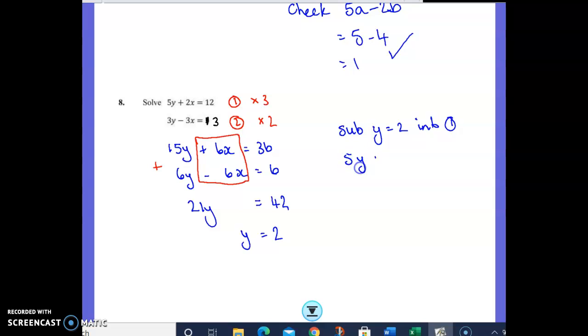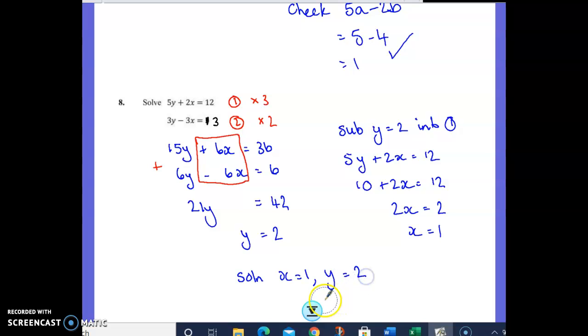Equation 1 is 5y plus 2x equals 12. Y is 2, then 5y is 10. So 10 plus 2x is 12. So 2x equals 2, so x equals 1. So my solution is x equals 1, y equals 2. So if you check in second equation, we've got 3y, which is 6, minus 3 lots of 1, which is 3, equals 3. Perfect.